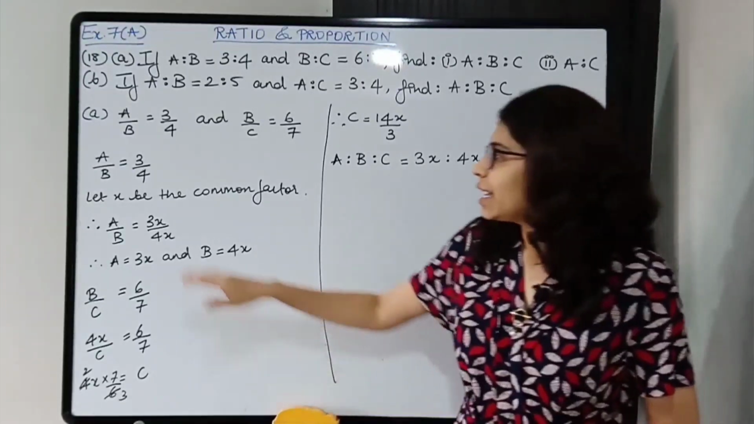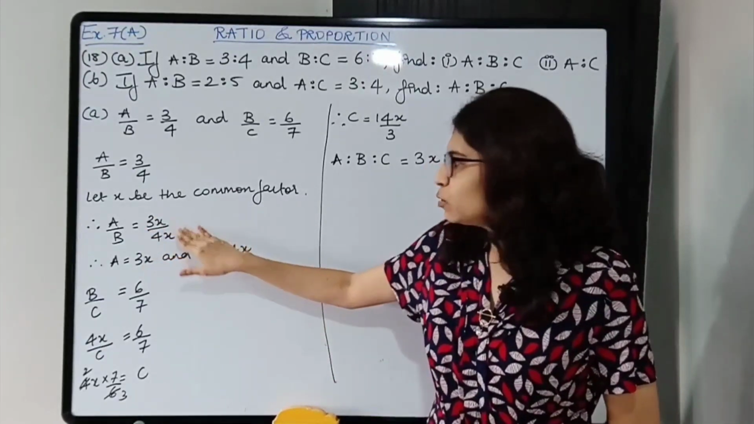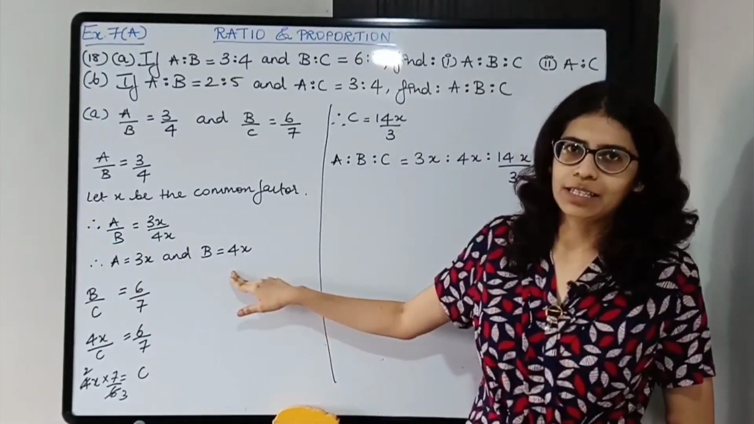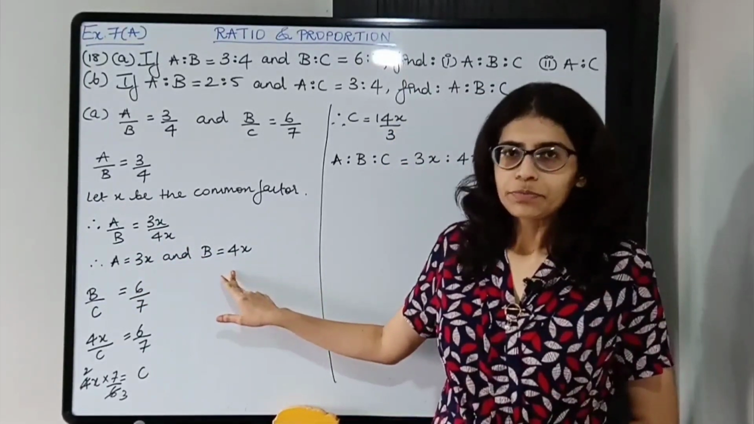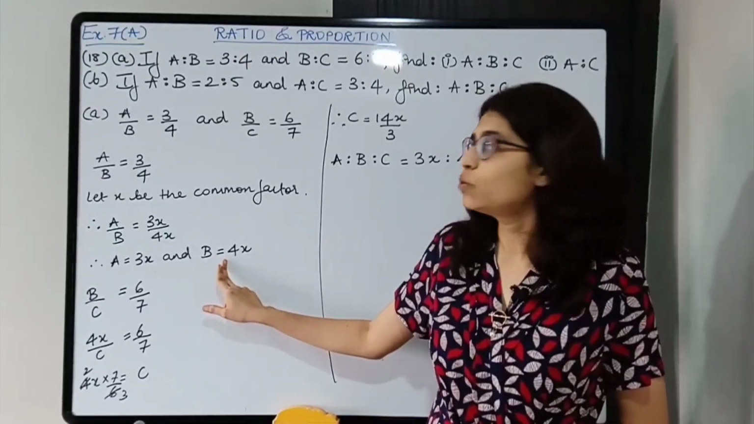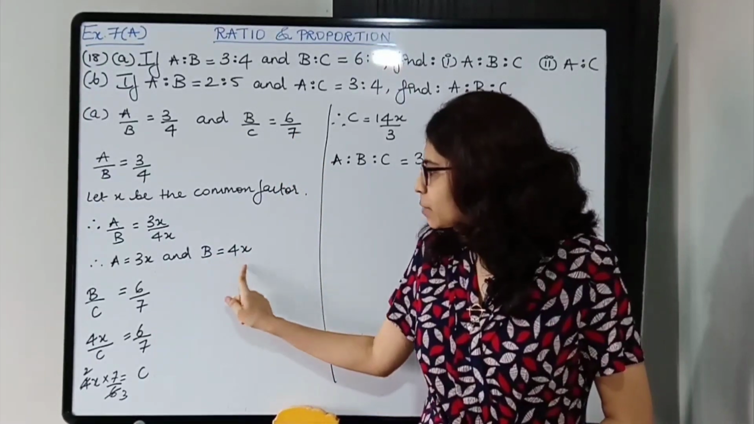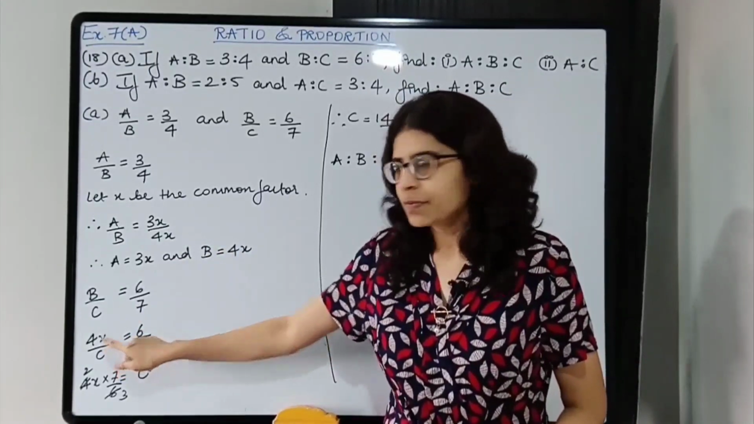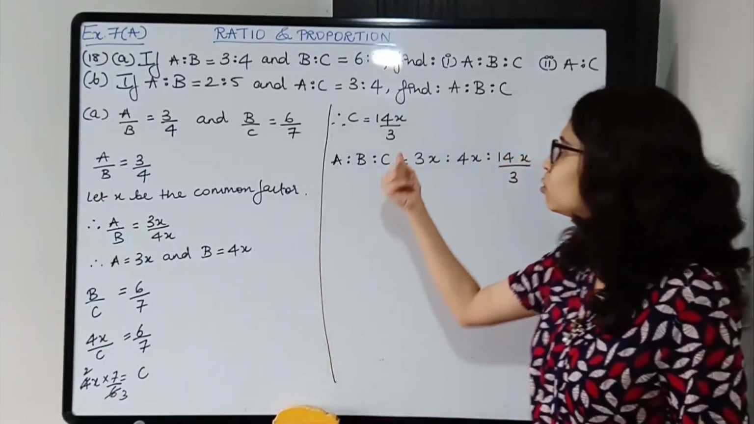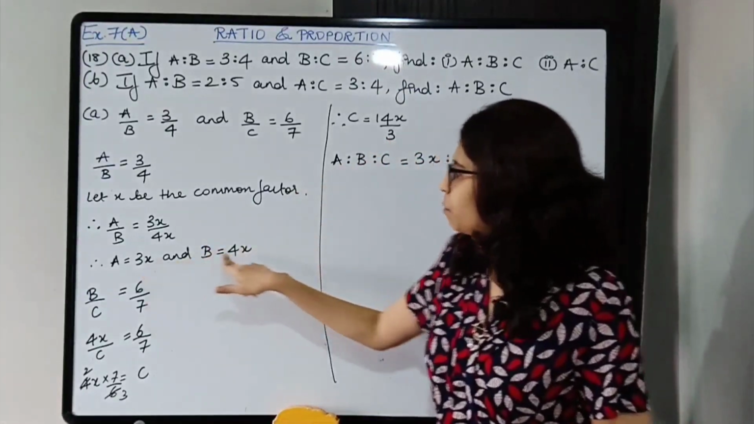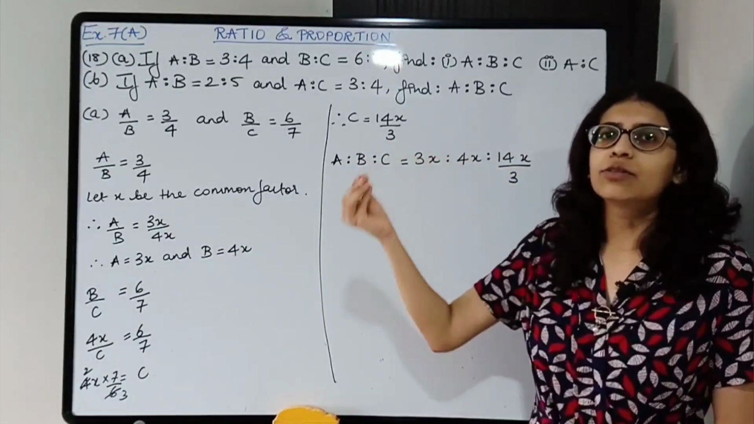So X is the common factor. So A upon B is equal to 3X upon 4X. So I can say A is 3X and B is equal to 4X. Okay. Now we will introduce B's value in the second ratio. So second ratio is this. Let us substitute the value of B over here. We'll solve further. We will get C's value in terms of X. Okay, now we have A, B and C, all three in terms of X.